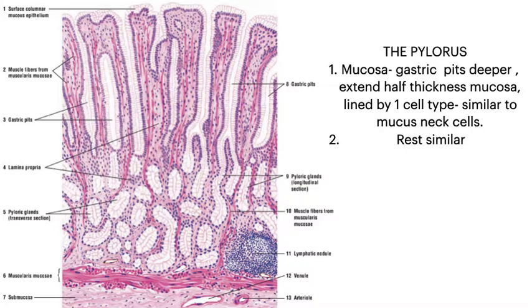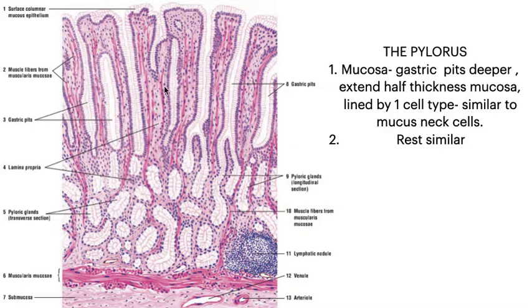So coming to the last part, that is the pylorus. As you can see in the pylorus, the parietal and the oxyntic cells, the chief cells, are conspicuously absent. They are absent in the pylorus, they are absent in the cardia. It is a feature of the fundus or the body of the stomach. So how do you distinguish the pylorus? The gastric pits are very deep, almost extending up to half the thickness of the mucosa, and it is lined by only one cell type. That is similar to the mucous neck cells. No parietal cell, no oxyntic cell, no nothing. Okay, and rest is the same.